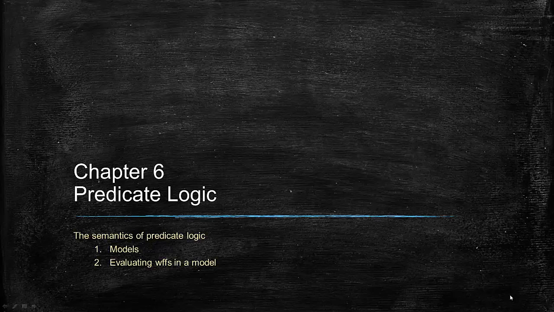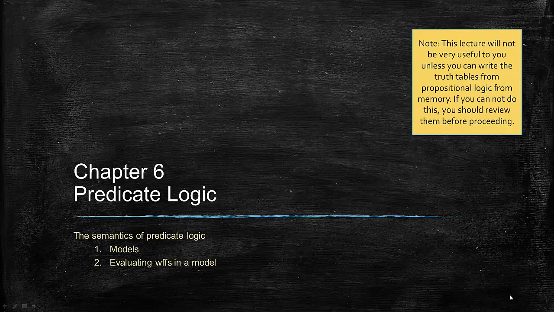So today we'll talk about the semantics of predicate logic, introduce the idea of a model, and show how to evaluate propositions relative to a particular model. Now, it's actually very important that you remember your truth tables from propositional logic. You need to be able to look at woofs in propositional logic and be able to state their truth conditions in any given case in order to get much value out of this lecture.